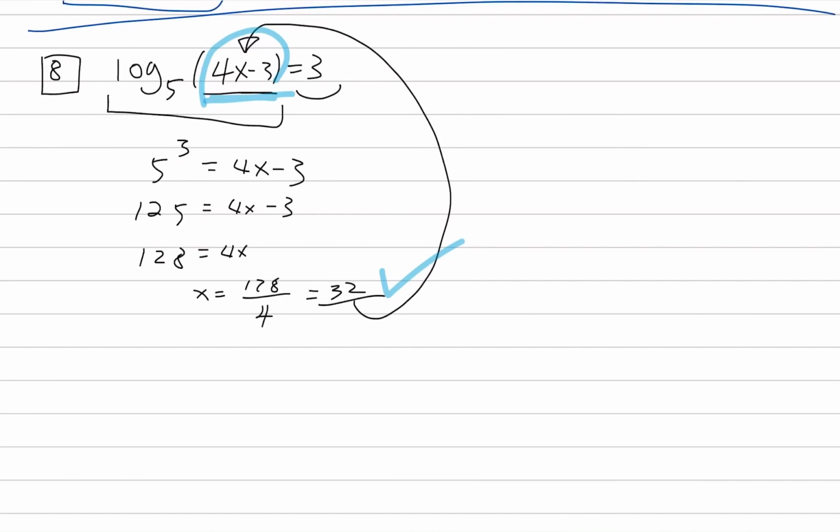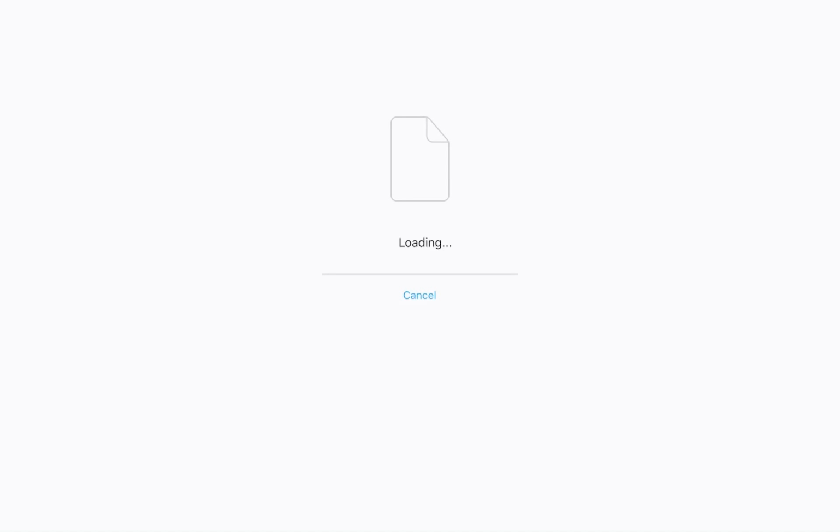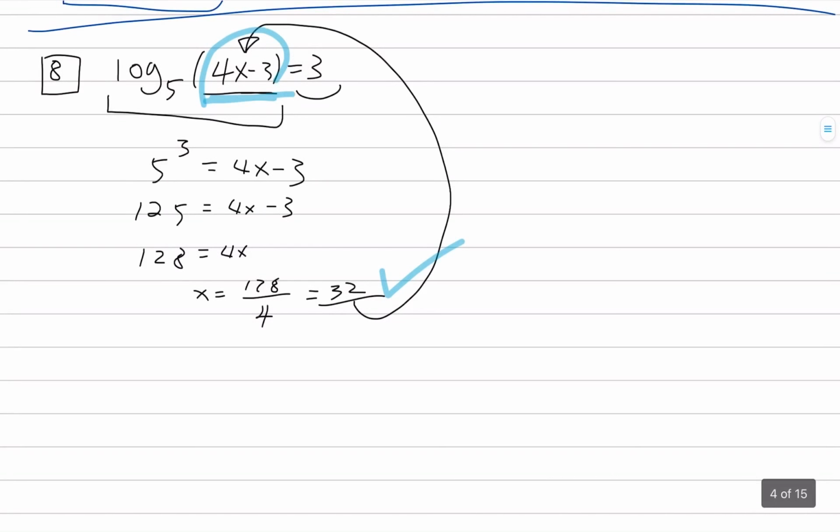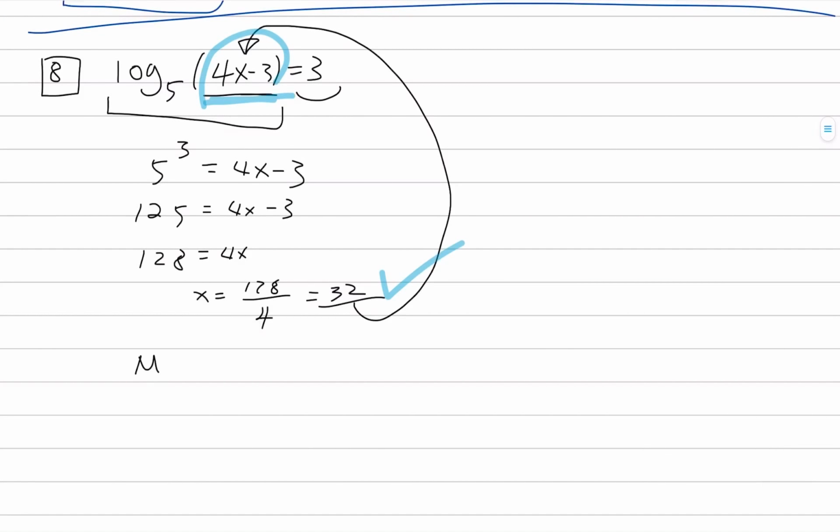Okay, and this is from module 9, solving log equations.